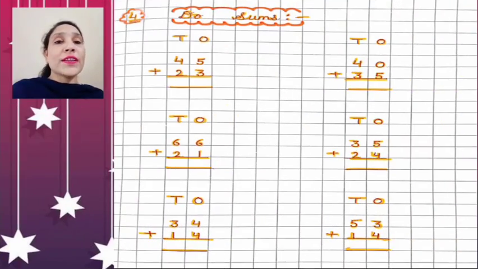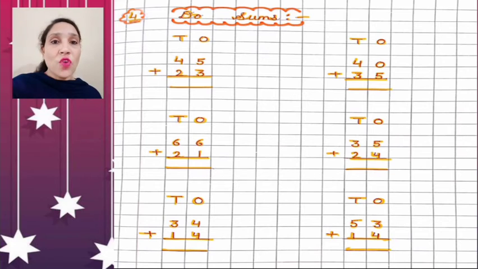Now see the next question. Now we will do addition. We will do the sums of add. Okay, see the first sum. Here is the number given 45 and 23. We will add the both numbers. How will we add? We will start the sum from the right side. आप अपने right side की तरफ से sum को start करोगे.